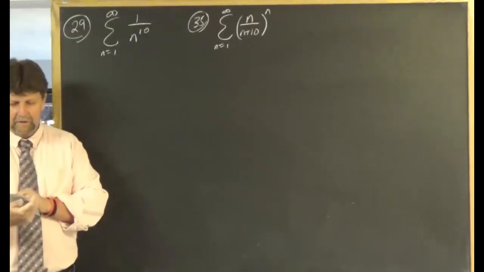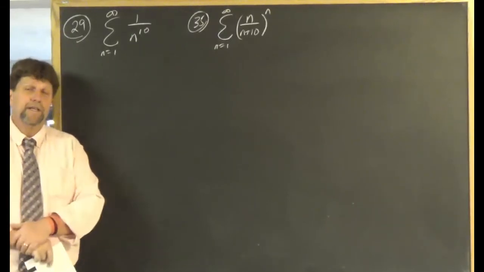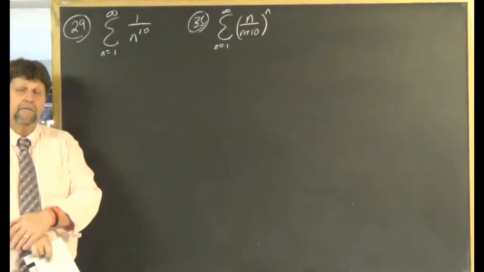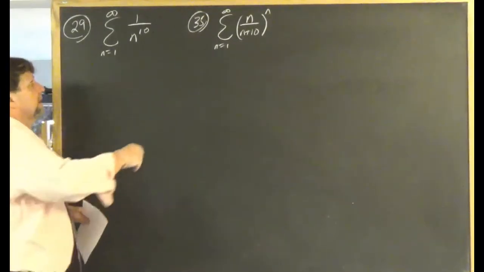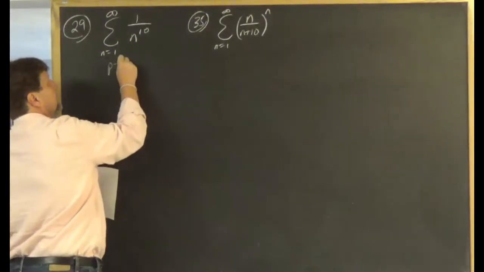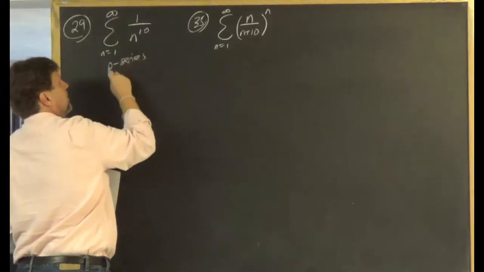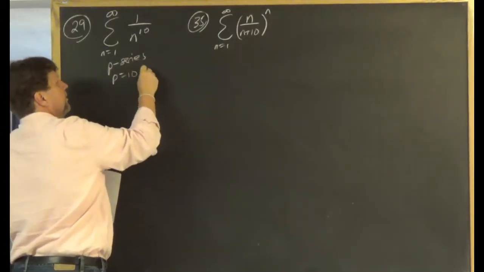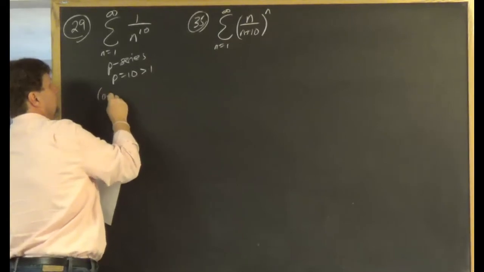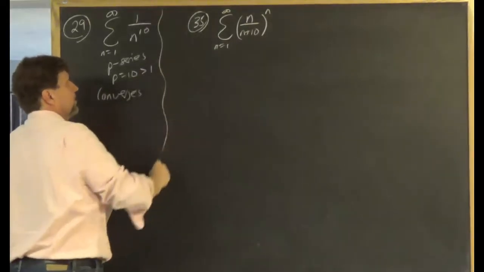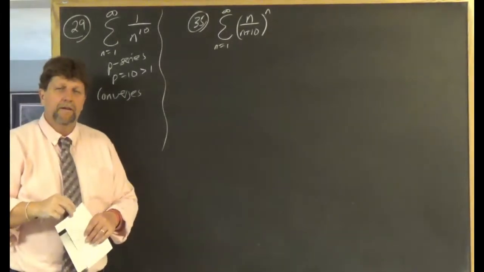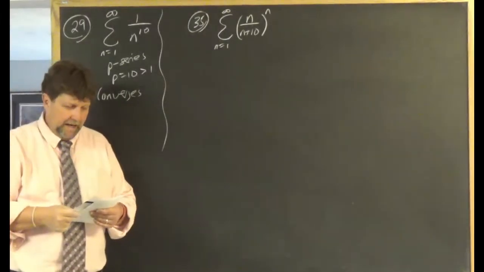All right, folks, after looking at 25 and 27, somewhat involved. Hopefully you looked at number 29 and said, oh wow, how friendly. I mean, look, this is a p-series. P is equal to 10, which is greater than 1. The series converges. Boom, that's it. We just answered it like that.